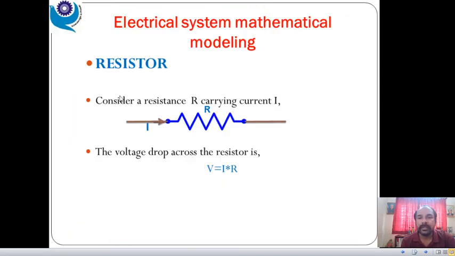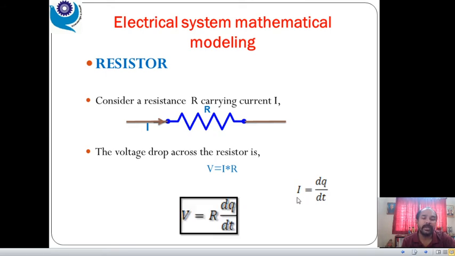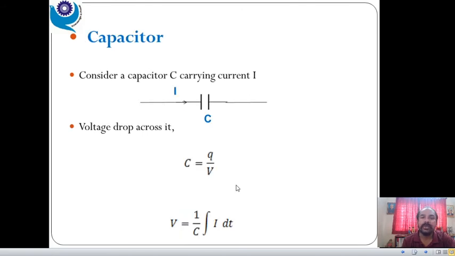Consider a resistor: I is the current and R is the resistor. Ohm's law is given as V is equal to I into R. How do you define current? It is the rate of flow of charge with respect to time, so I is equal to dq by dt, where q is the charge. Putting this in, we get V is equal to R dq by dt.